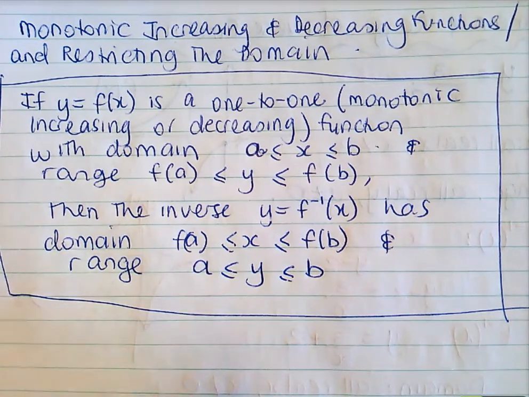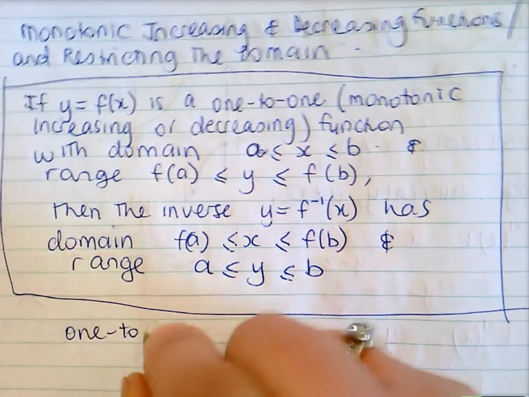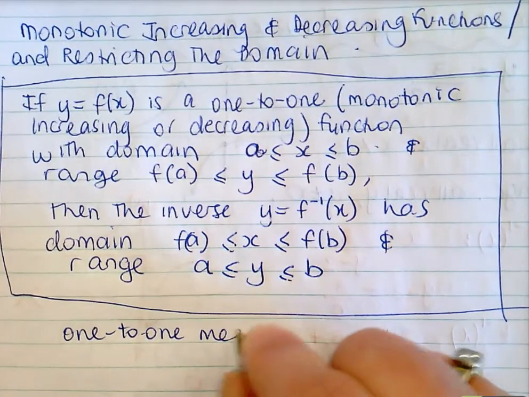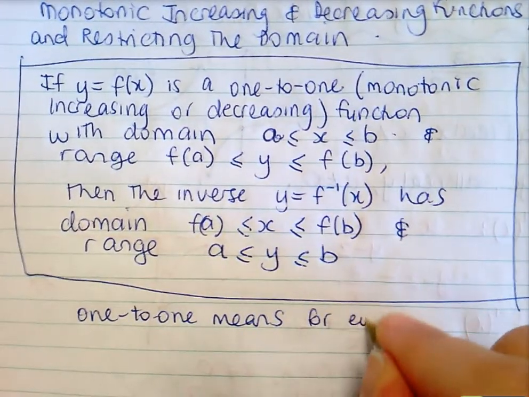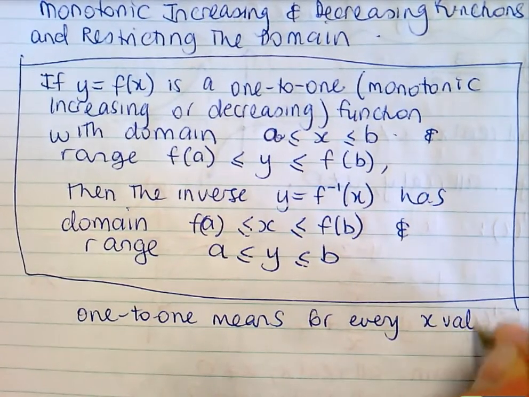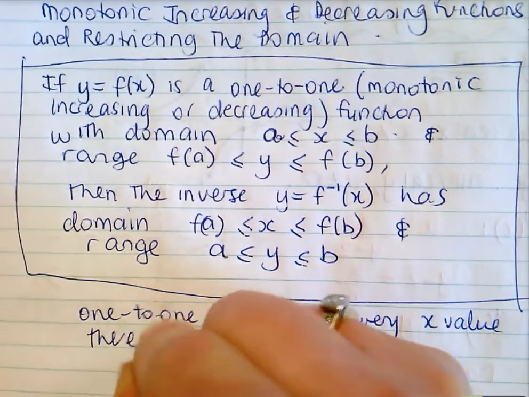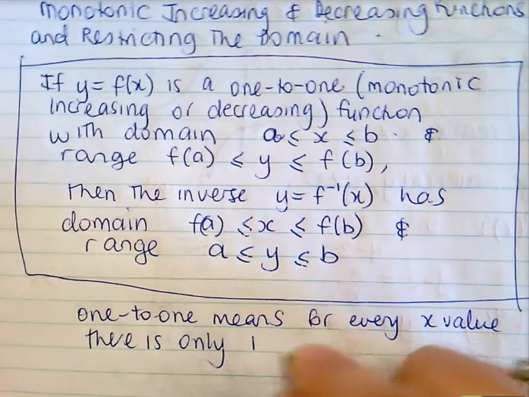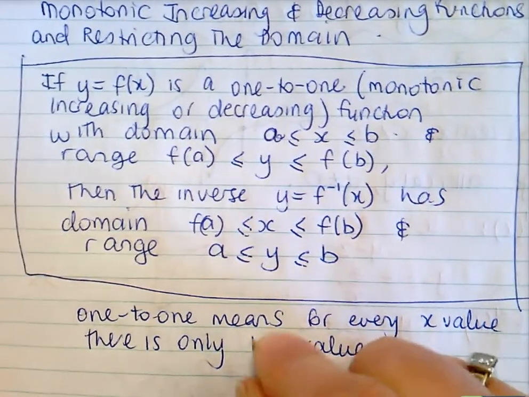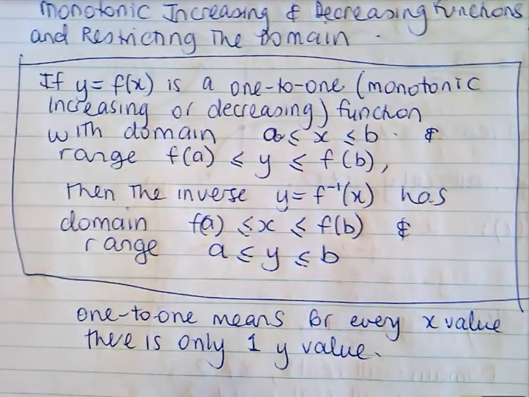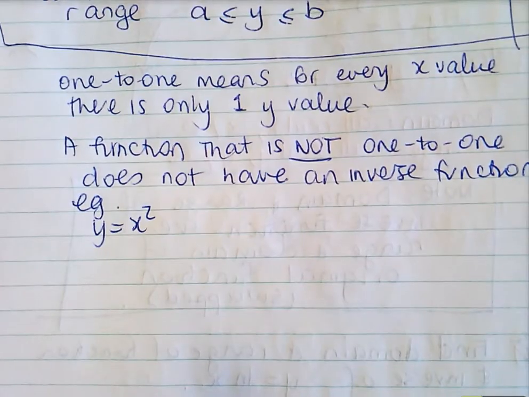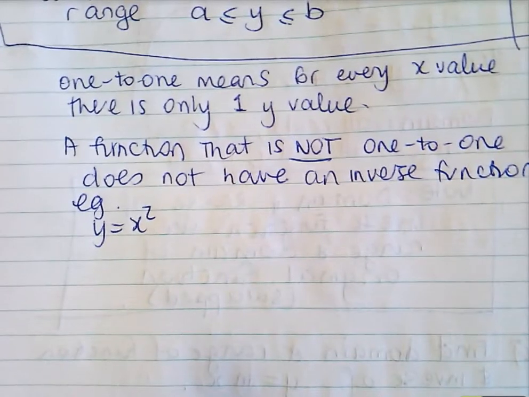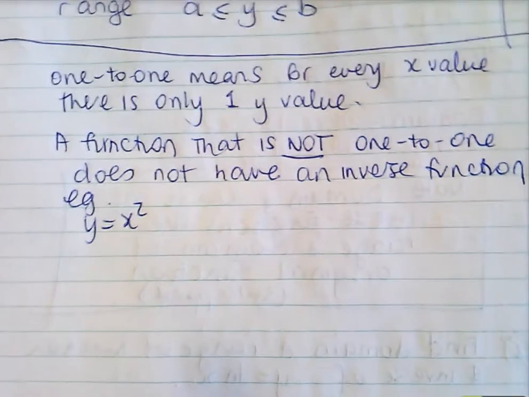Now, 1-to-1 means, for every x value, there is only one y value. That's what 1-to-1 means. For every x value, there's only one y value. A function that is not 1-to-1 does not have an inverse function.